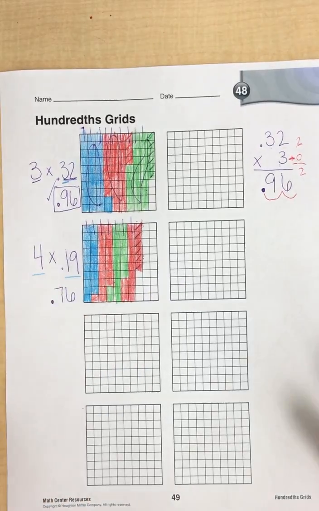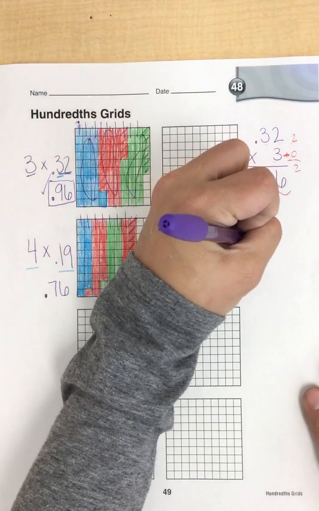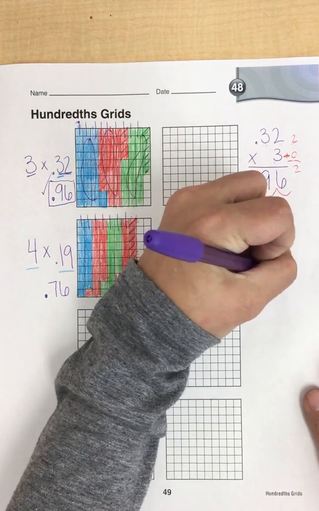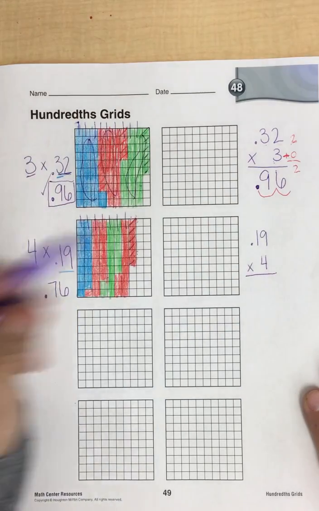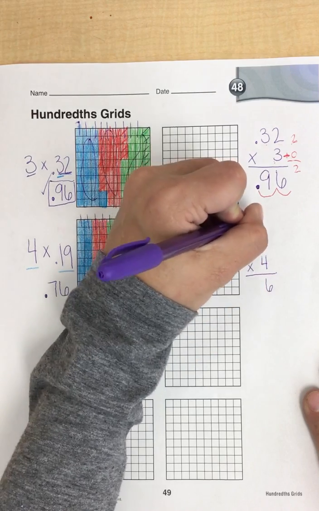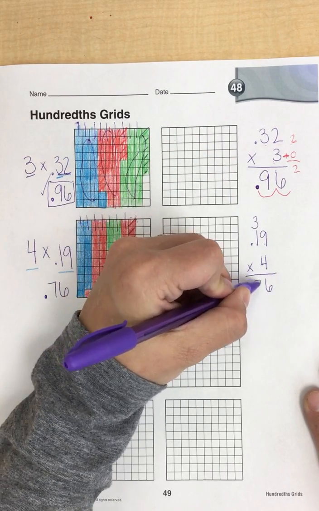So I'm going to come over to my other side. I'm going to check it using my standard algorithm. So 19 hundredths times 4. 4 times 9 gets me to 36. 4 times 1 is 4, plus 3 is 7.